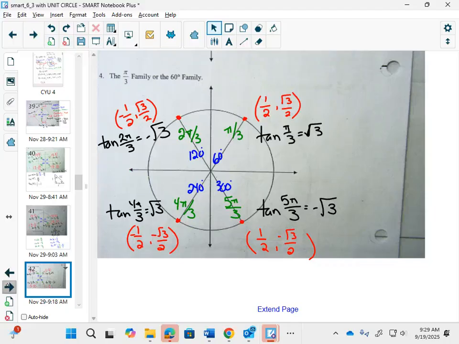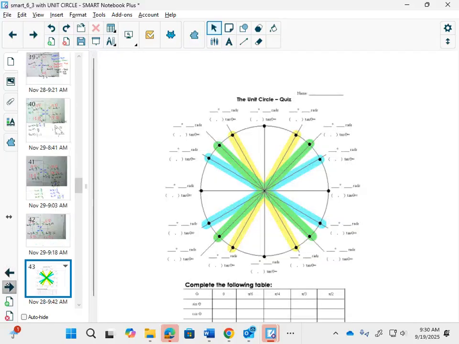So now you need to take all of this information from all 4 families and put it together on here. One of the things I find helpful when putting it together on here is I've color-coded my lines by the different families. So my blue line is my 30-degree family, 5 or 6 family.